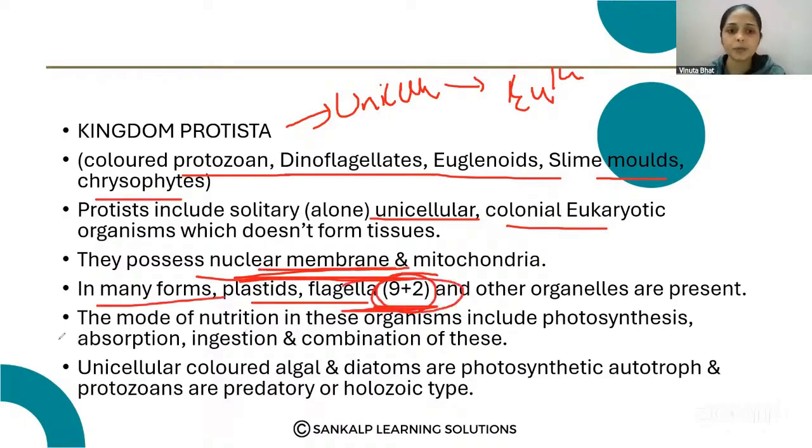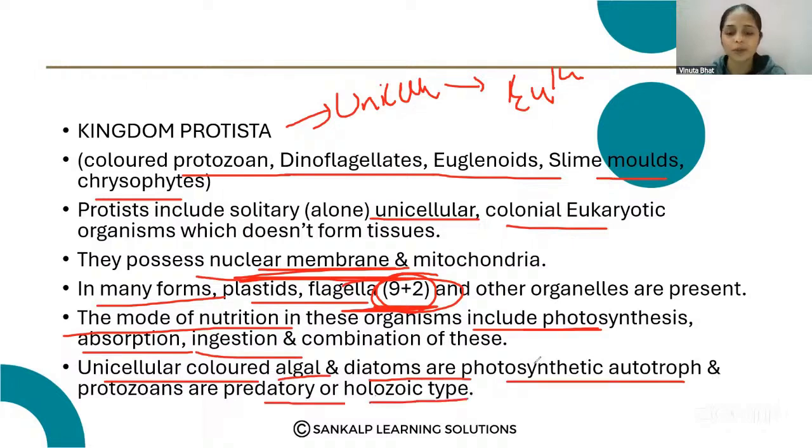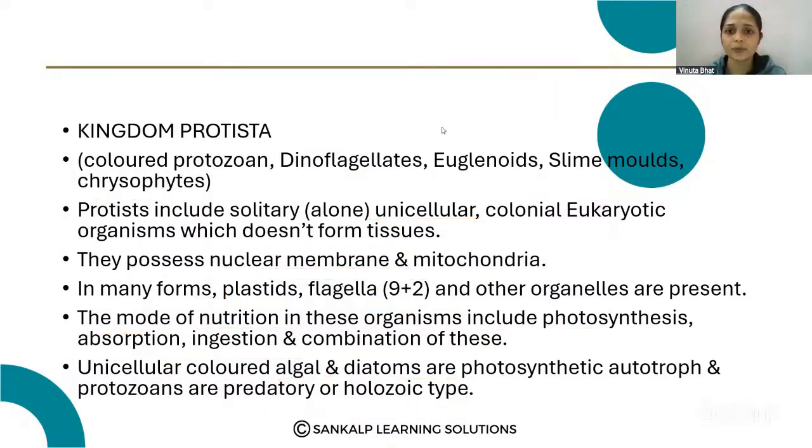Then the mode of nutrition in these organisms: they perform photosynthesis also. Some organisms perform absorption and ingestion, and a combination of this. Okay, unicellular colored algal diatoms are photosynthetic autotrophs and the protozoans are predator or holozoic type. Some are photosynthetic autotrophs, diatoms, and some are predatory. They capture the prey, and some are holozoic. They engulf the food particles. So these are the different types of nutrition methods that we find in the protozoa.